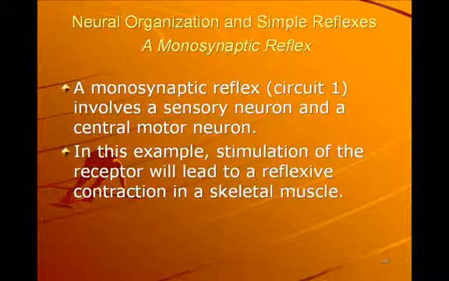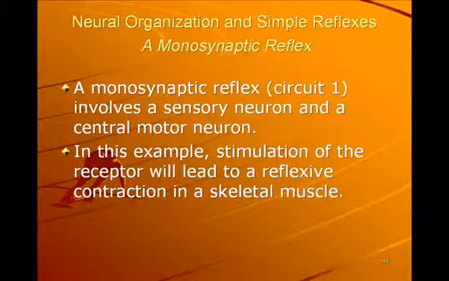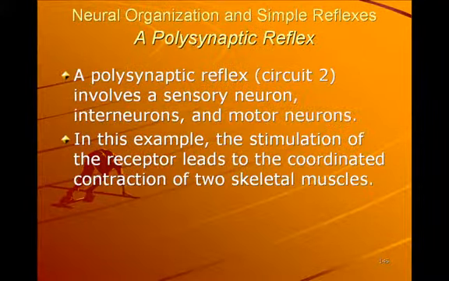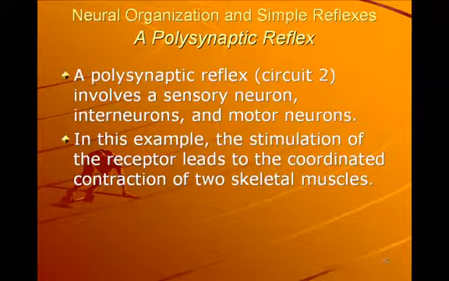Now, the complexity of these reflexes. You can have a monosynaptic reflex, which involves a sensory neuron and a motor neuron. This is referred to as circuit 1. In this example, stimulation of a receptor leads to a reflexive contraction of skeletal muscle. You can have a polysynaptic reflex, which involves a sensory neuron, interneurons, and motor neurons. In this example, stimulation of a receptor leads to a coordinated contraction of two skeletal muscles.